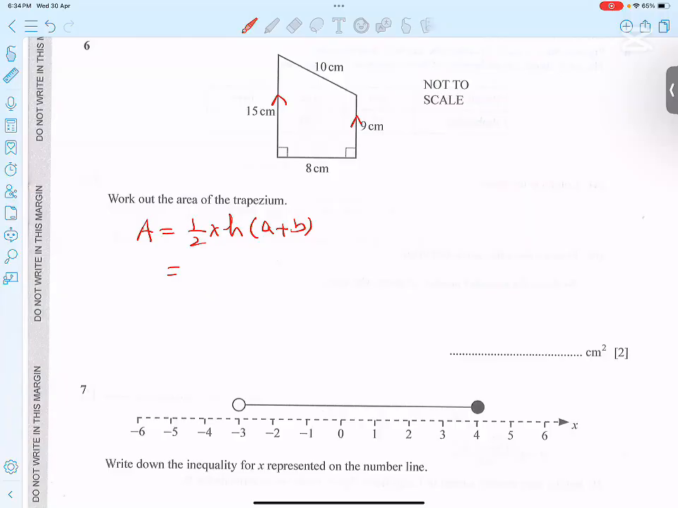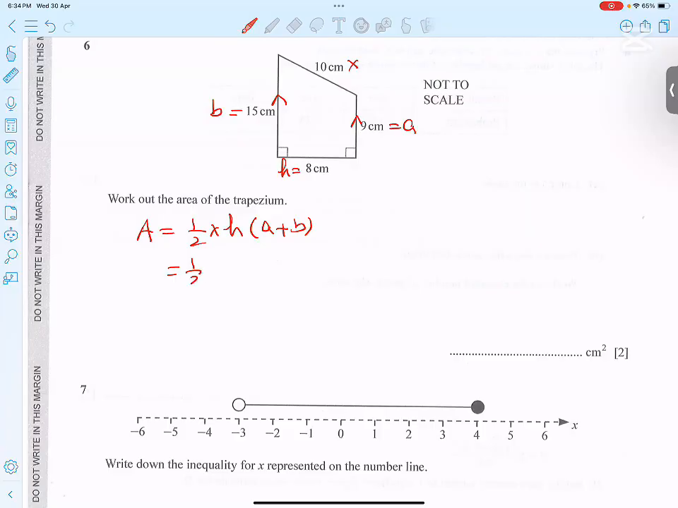So 9 and 15 are parallel to each other. So one is called A and one is called B. And this is not H, impossible. This is called H. H, the definition, is the short distance. This is not a short distance, it's a long distance.